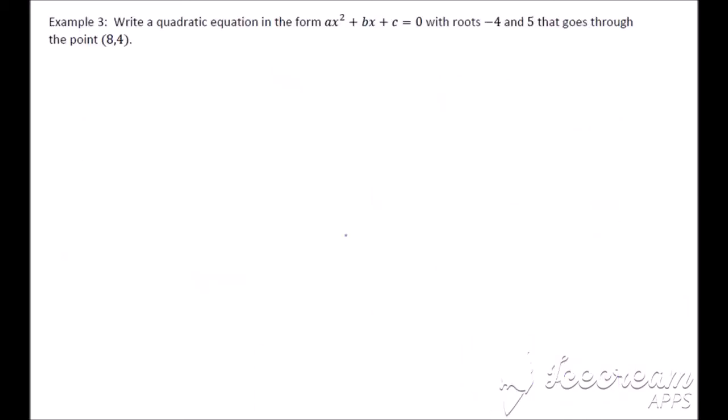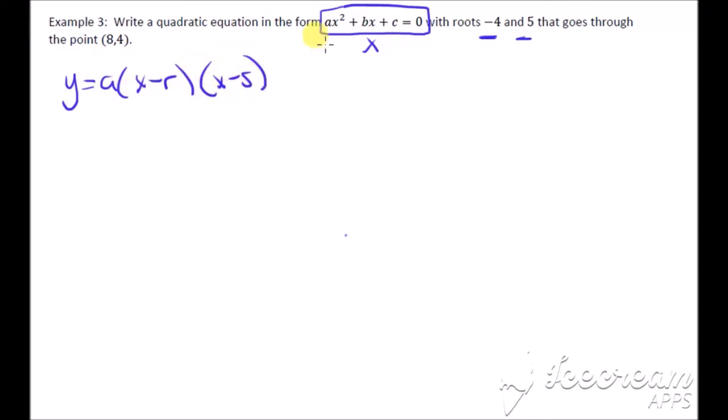Okay, and last example: write the quadratic equation in this form with these two roots that goes through this point. So here's the thing. We need to write in the standard form, but we're given roots. So this form is useless. We need to start by plugging these numbers into the factored form, again, since we're given roots. So let's plug negative 4 into r, 5 into s, and 8, 4 into x, y. So we get 4 equals a, and remember, the x is in here twice, so we get 8 and 8 again.